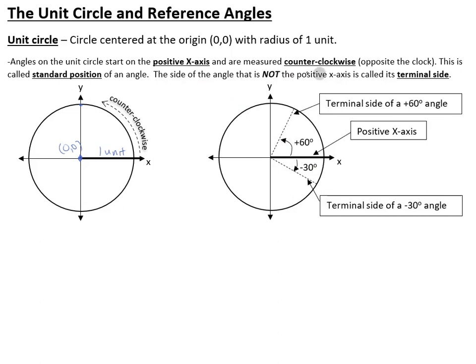The side of the angle that is not on the positive x-axis, so if I measured a, say, positive 60-degree angle, and we went out here, these would be the two sides of my angle. The side that's not on the positive x-axis is called the terminal side. Right? So here's a terminal side of a positive 60-degree angle.